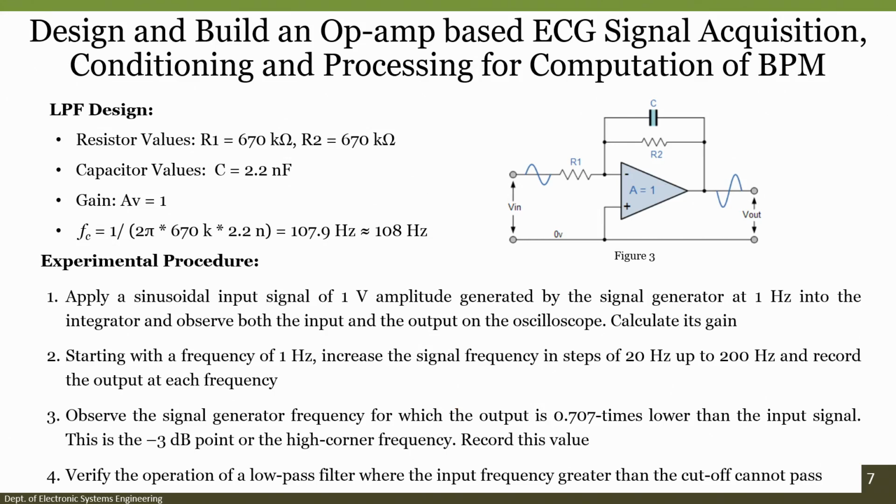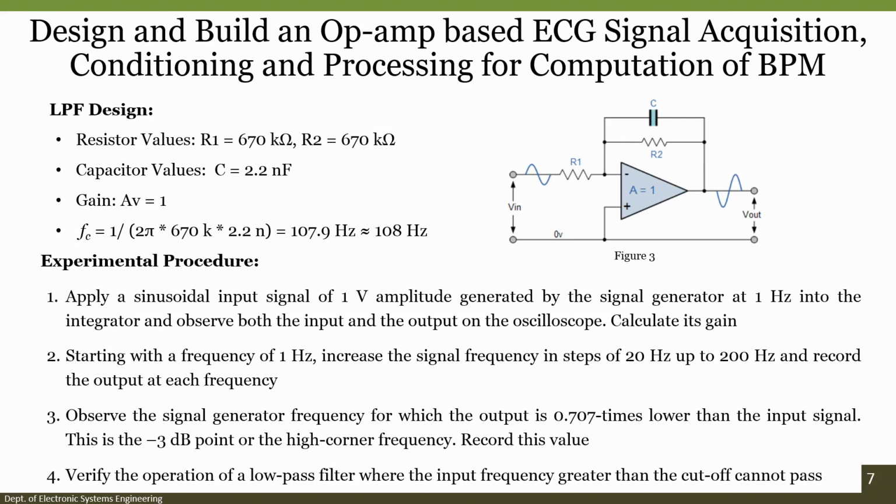You can see here the circuit of the low pass filter. If we keep the values of R1 and R2 as 670 kilo ohm and the capacitor values as 2.2 nanofarad, then we have a gain of 1 and our cutoff frequency will be 1 by 2 pi RC. So, fc equals 1 by 2 pi RC, and that will give us close to 108 hertz. This is our low pass filter design.